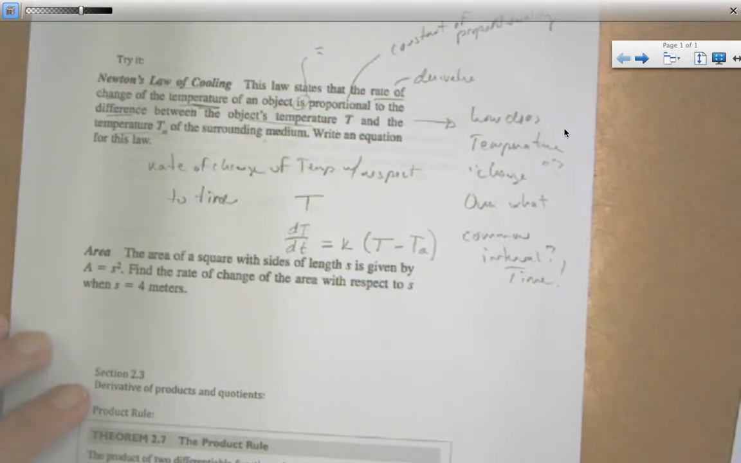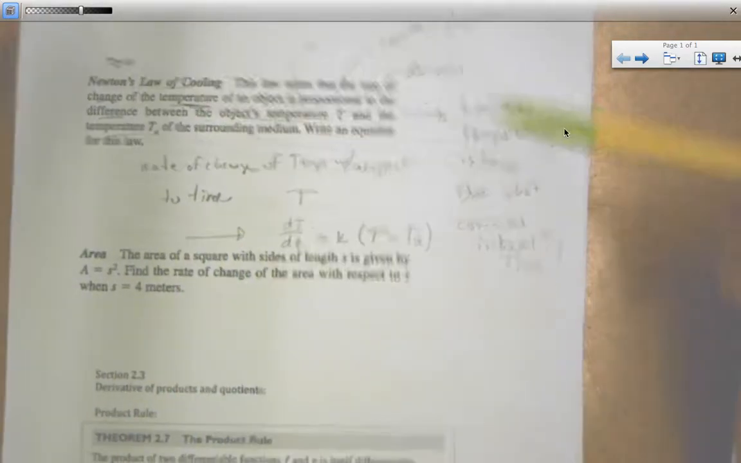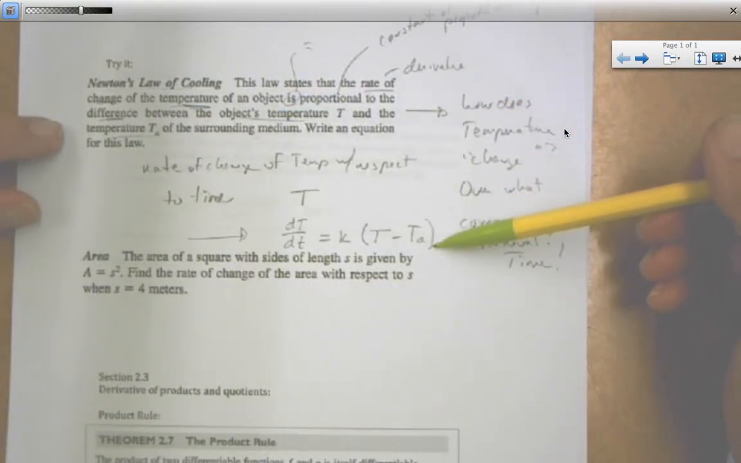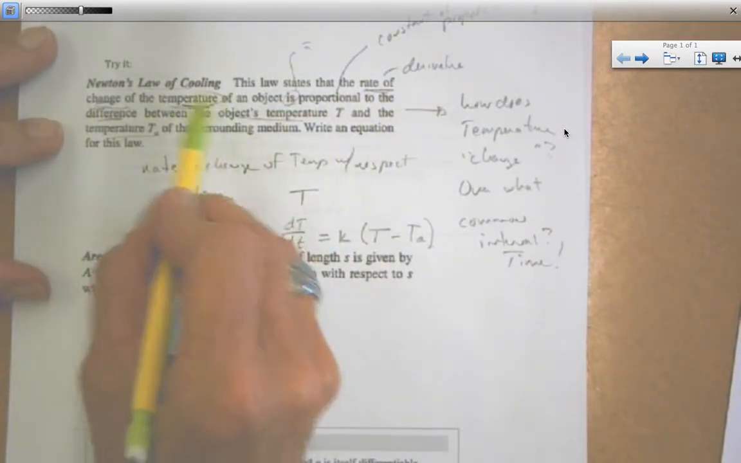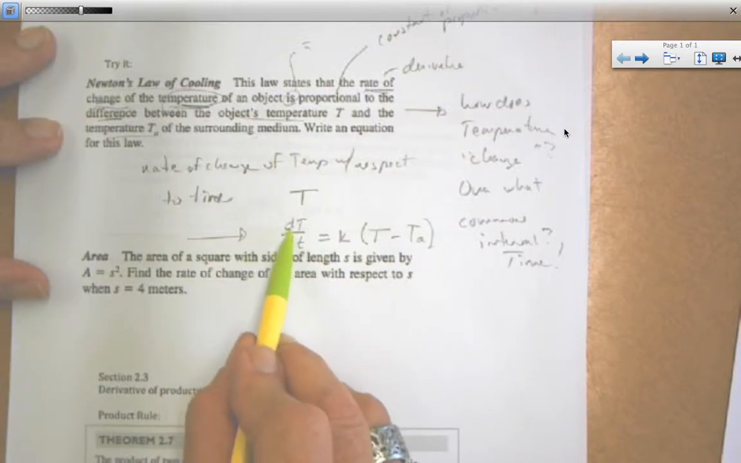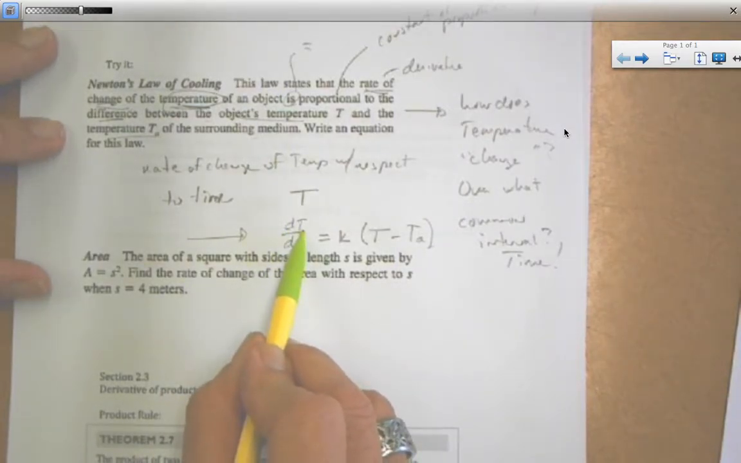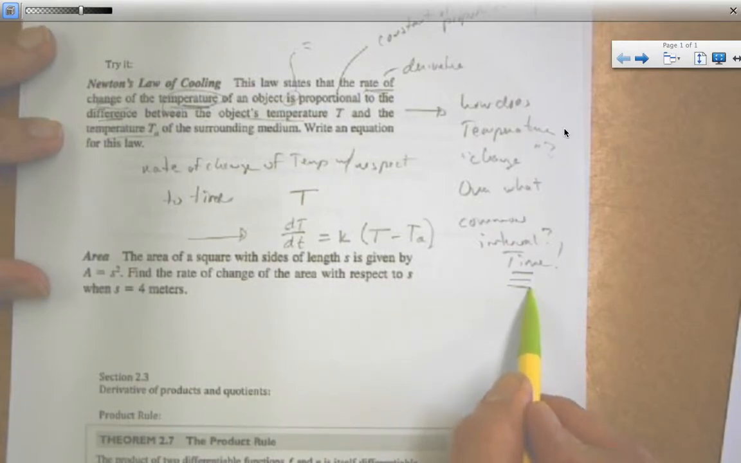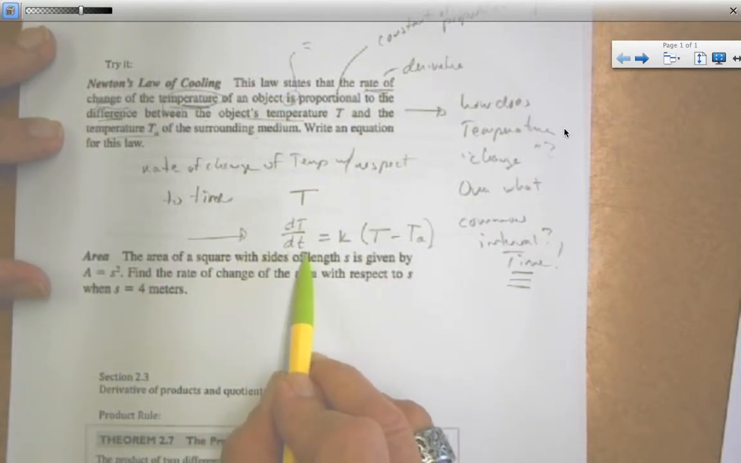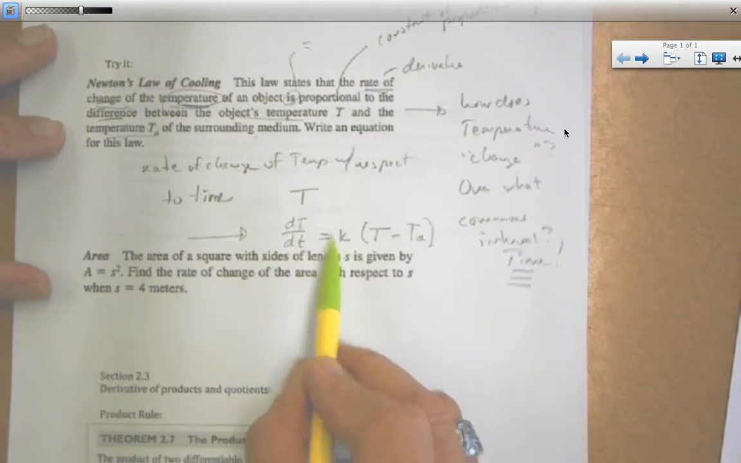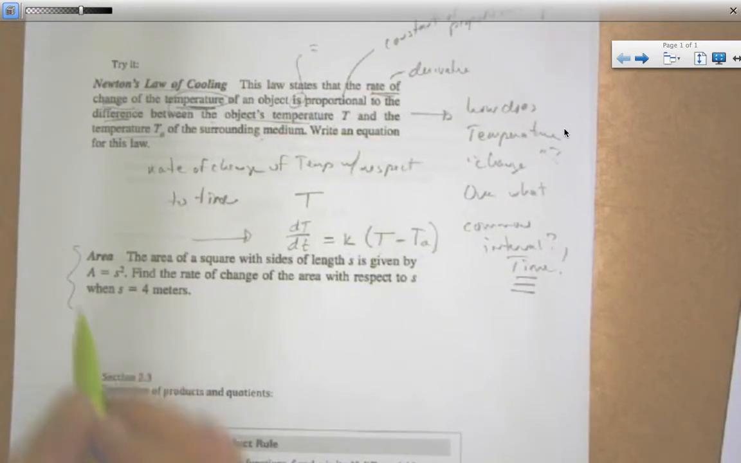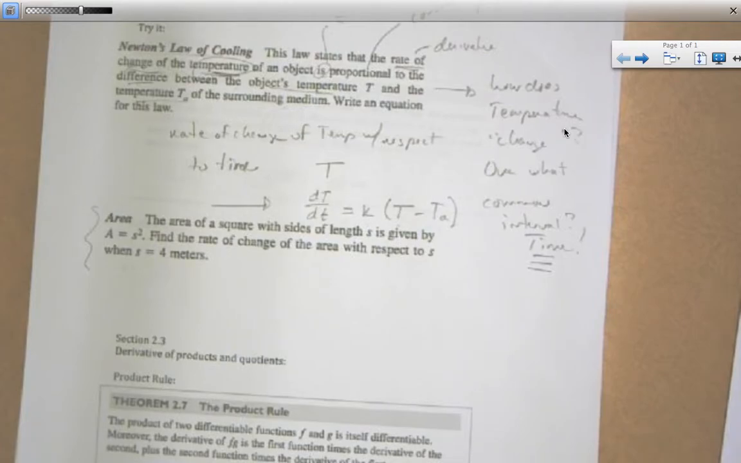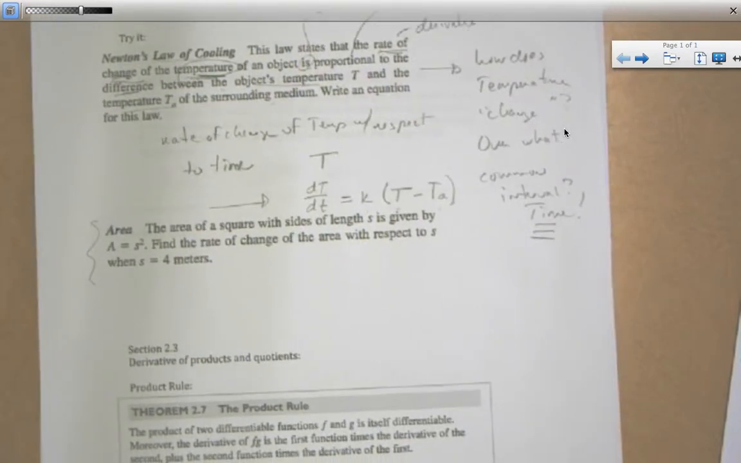So notice that this is a little bit different notation. We're gradually taking these words and making a relationship with them in mathematical terms. Here are my clues: rate of change of temperature. How does temperature change? Well, temperature changes with respect to time. Proportional to the temperature and the temperature of the surrounding medium. All right. You try this one and see if you can figure out how to write that notation, and we'll talk about it in class on Thursday to see if you got it right.